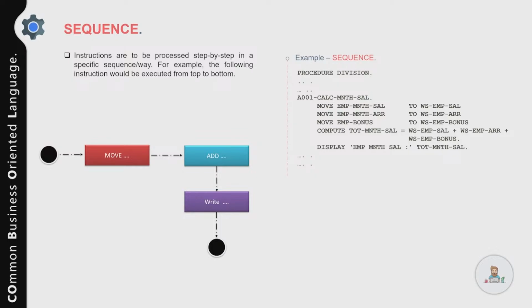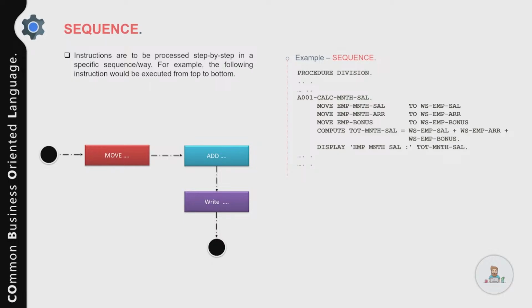So in this example, we have a procedure division, which is extracted from an actual program. And there is a paragraph called A001-CALC-MONTH-SAL. So this is basically a calculation of monthly salary. And in this case, you have a MOVE statement, then you have a COMPUTE statement and a DISPLAY statement. So these statements will be executed one by one from top to bottom. So first of all, we would be moving the monthly salary to a temporary variable, that is WS-EMP-SAL.